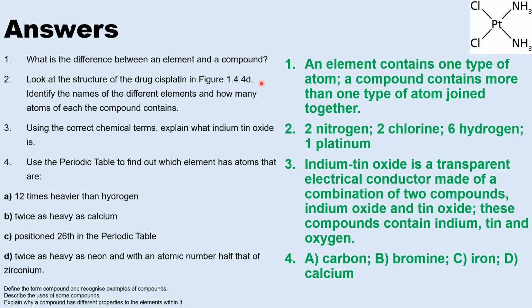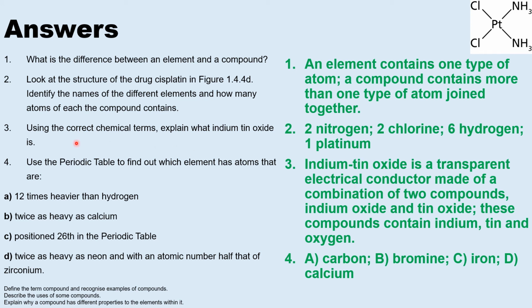Okay, so what is the difference between an element and a compound? An element contains one type of atom, and a compound contains more than one type of atom, which are joined together with strong bonds. For 2, look at the structure of the drug cisplatin and identify the names of the different elements and how many atoms of each the compound contains. So you have 2 nitrogen, 2 chlorine, 6 hydrogen, you've got 3 here and 3 there, so that's 6, and 1 platinum, which is the central molecule here.